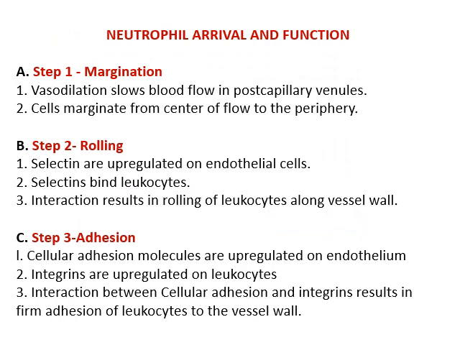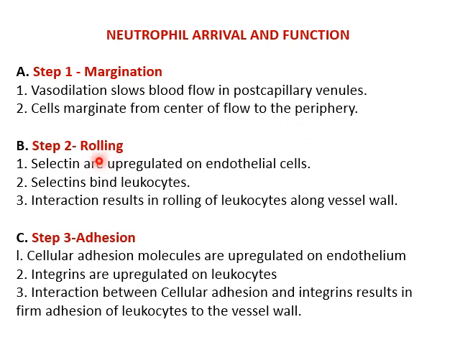So now we move to neutrophil arrival and function. As we remember from lab number 2, there are certain steps the neutrophil needs to follow to reach the site of inflammation. Step number 1 is the margination. After the vascular changes occur, vasodilation happens, and that helps to slow blood flow in the post-capillary venules. Now the blood flow slows down, and that will help the cells to marginate from the center of the blood vessel to the periphery.